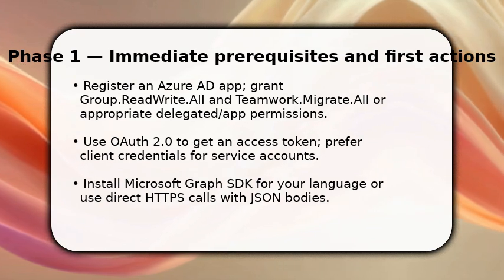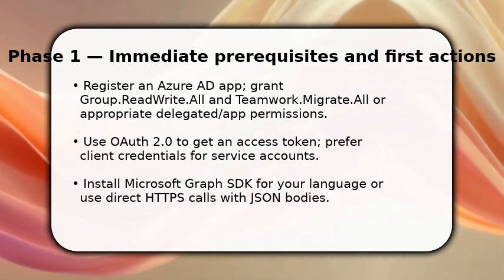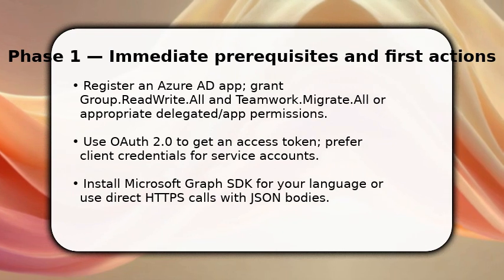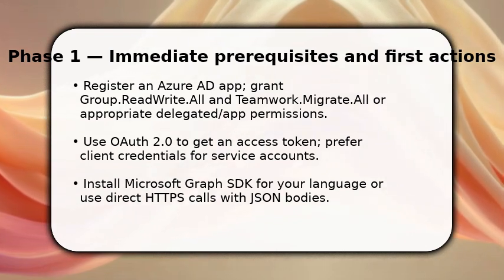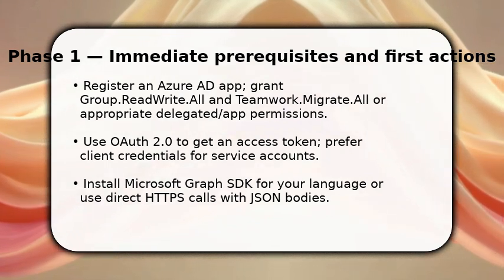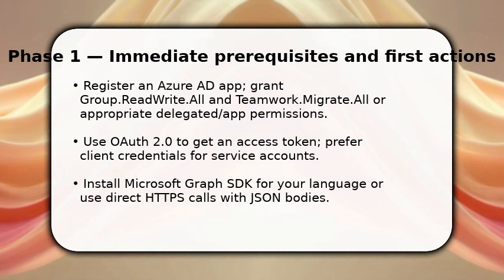Make sure to store the client secret or certificate securely and install the Microsoft Graph SDK, or plan to craft HTTP requests and JSON payloads manually. This gets you to the point where code can call Graph endpoints to list and modify teams.